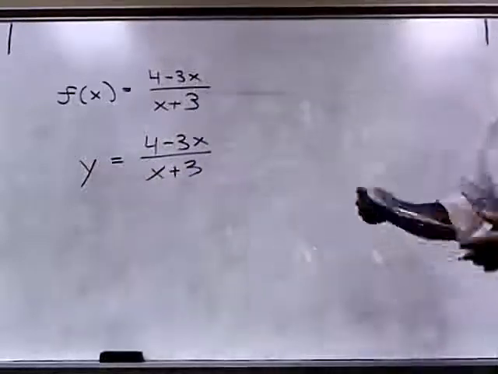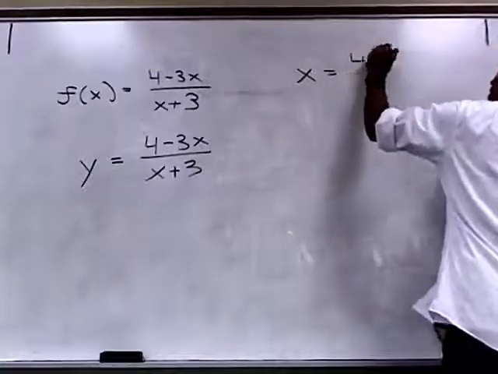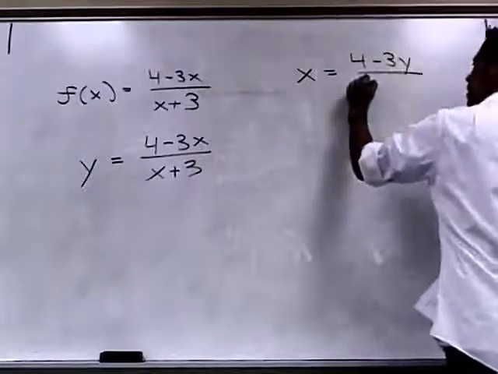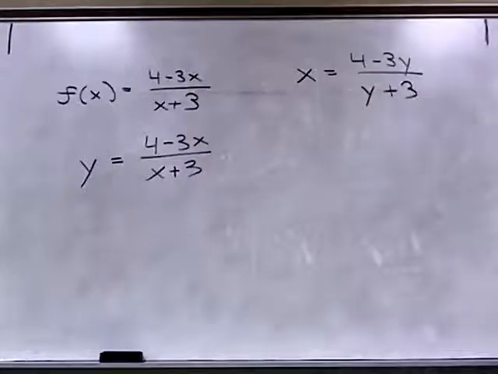Then switch the x and y variables. So everywhere I see y, I put x. Everywhere I see x, I put y. Most people got that. And then from here, it was just all sorts of things that I saw.